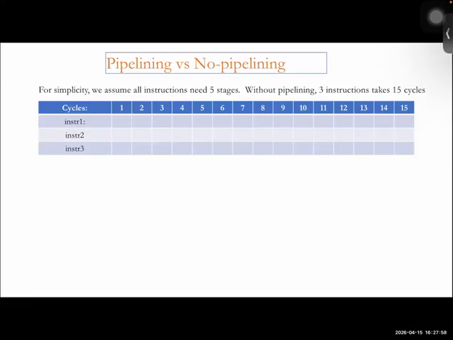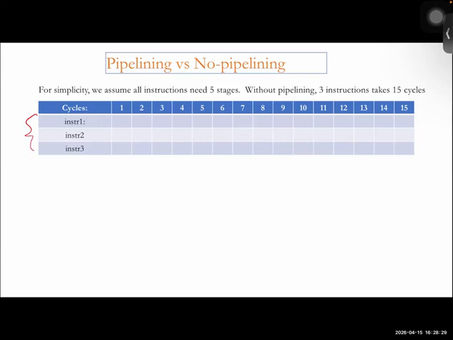In terms of performance, what is the difference between a pipelined processor and a non-pipelined processor? Let's observe that. Let's say we have a program, and that program has, suppose, a sequence of 3 instructions.